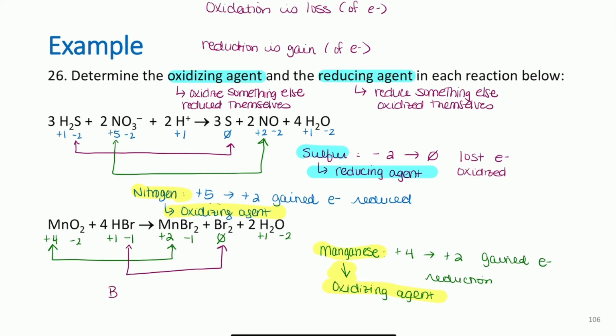Bromine went from -1 to 0, so it lost electrons. It lost one electron specifically for one atom. Loss of electrons is oxidation. In order to be oxidized, that means bromine must be a reducing agent. It oxidized itself, so it was able to reduce something else. So bromine is your reducing agent.